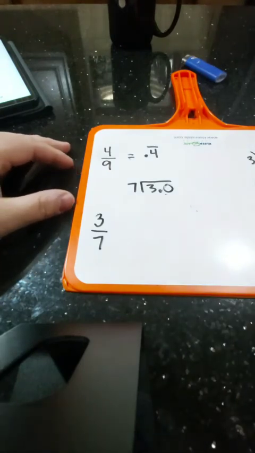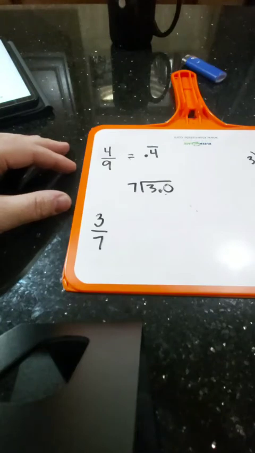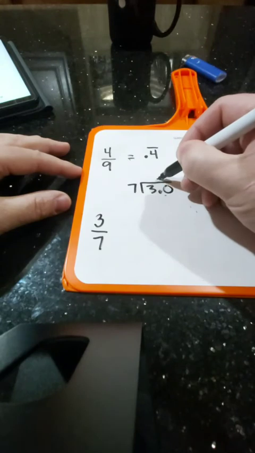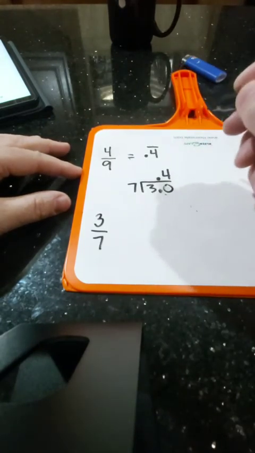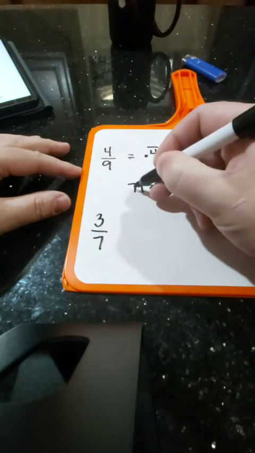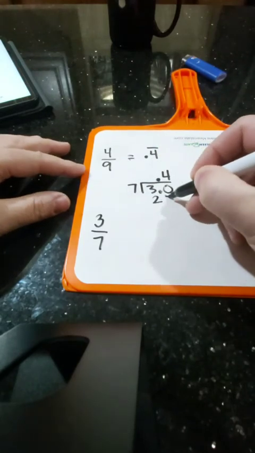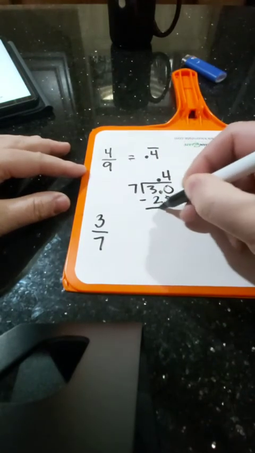So we need to get as close to 30 as possible without going over by multiplying 7s. So 7 times 4 is 28, and 7 times 5 is 35, which means we have to stick with 4. So we're going to bring our decimal up to the top and put our 4 that we just identified. So 4 times 7 equals 28. And we do our subtraction.